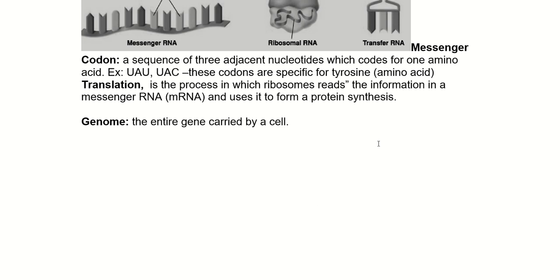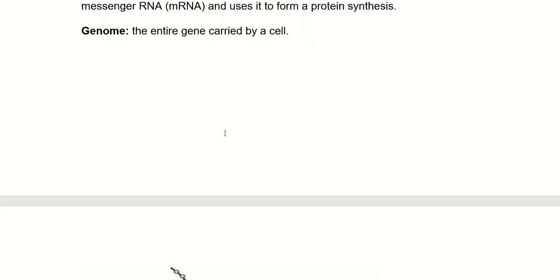What is a codon? A sequence of 3 adjacent nucleotides which codes for one amino acid. For example, UAU or UAC; these codons are specific for tyrosine. Translation is the process in which the ribosome reads the information in the messenger RNA and uses it to form a protein. What is the genome? The entire gene set carried by a cell is known as the genome.